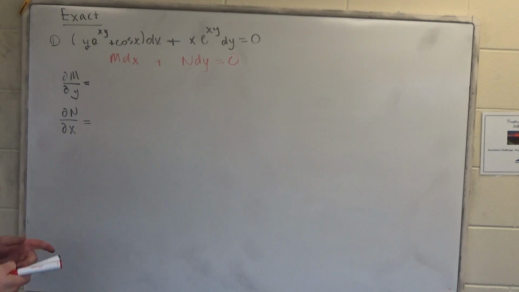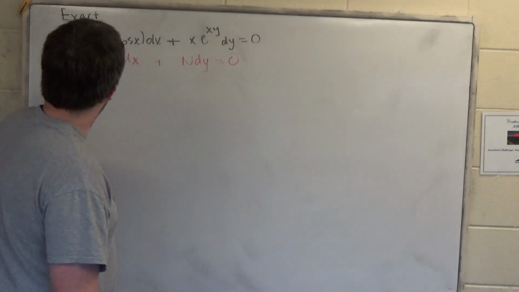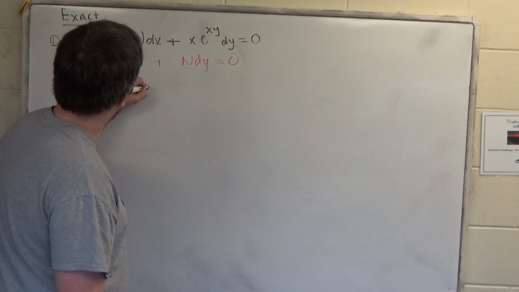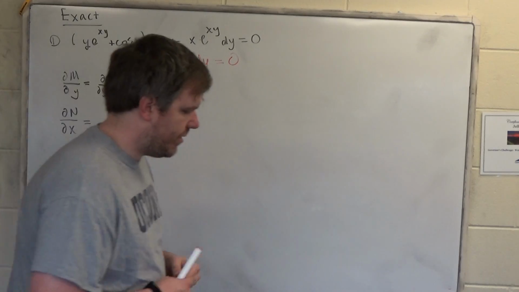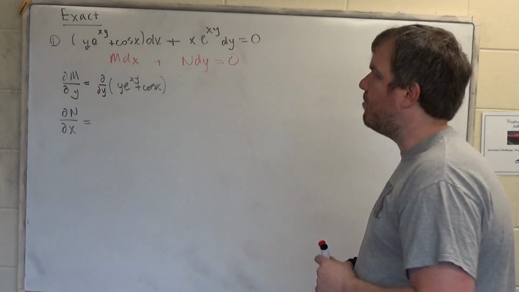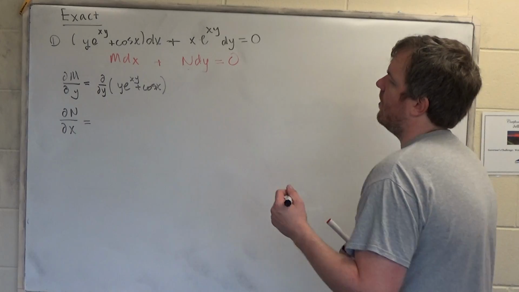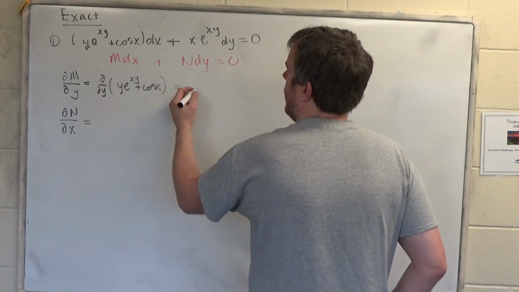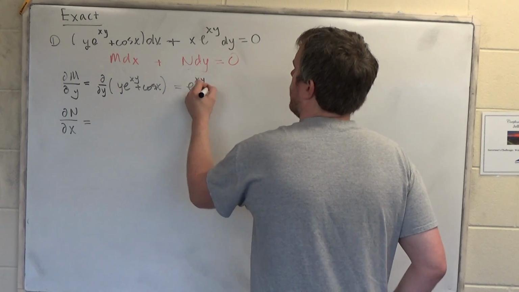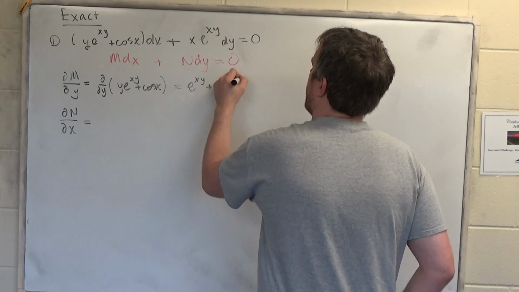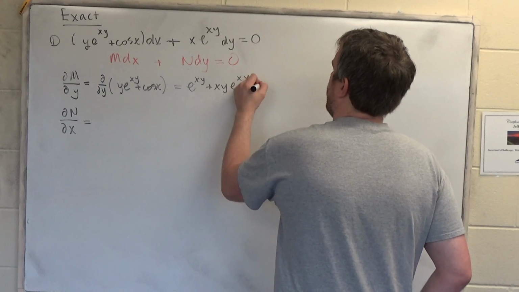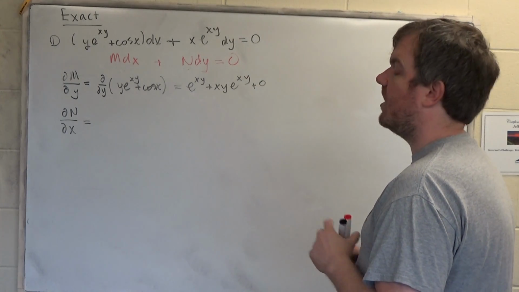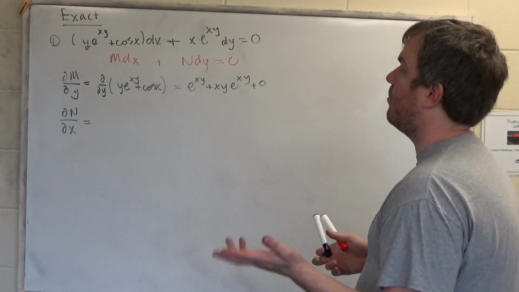Okay, so let's see. dM/dy is the derivative with respect to y of y e^(xy) + cos x. So this means that y is the variable that's moving and x is treated as a constant. So here I'm going to have to do the product rule. I get e^(xy) + xy e^(xy) + 0, because cos x is just a constant now, so the derivative with respect to y is just 0.